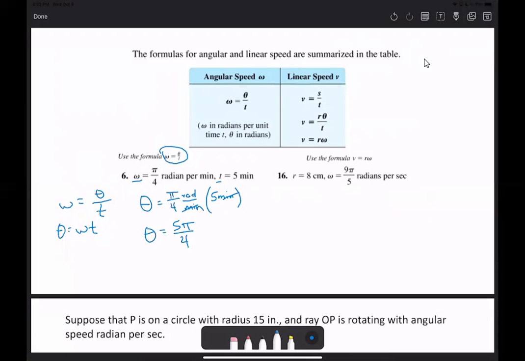In the second example, we need to find the linear speed, which is v, and they give us r and omega. So we substitute in 8 centimeters for the radius times 9 pi over 5 radian per second. The radian just indicates that it's the angle, so we simplify: 8 times 9 is 72 pi over 5, and our units will be centimeters per second.